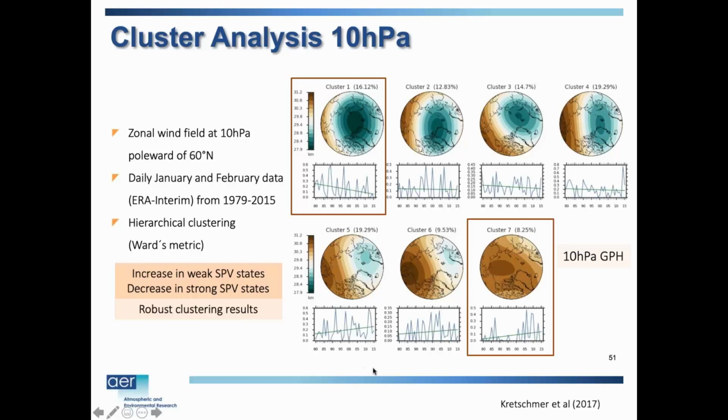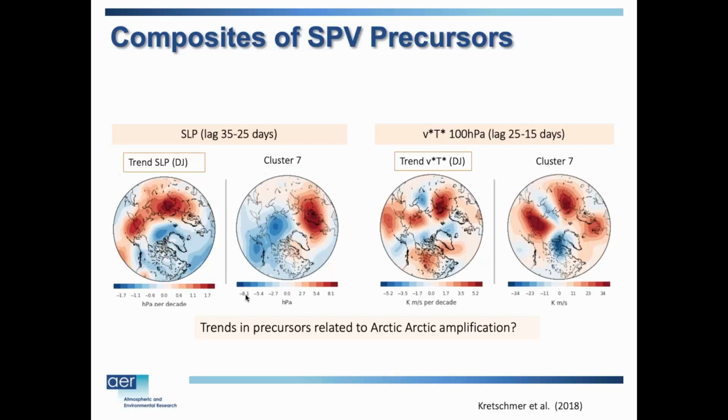So this is through looking at the reanalysis, but really the takeaway is that we have an increase in weak stratospheric polar vortex states and a decrease in strong stratospheric polar vortex states. And again, I would argue it's consistent with what we're seeing in these trends in the sea level pressure and in the polar heat flux.